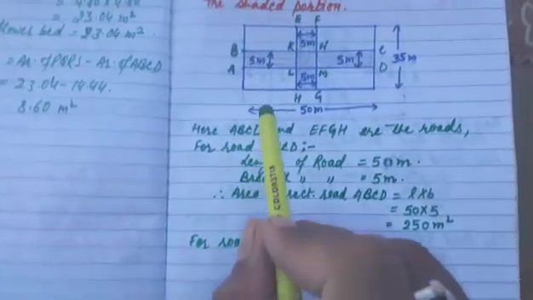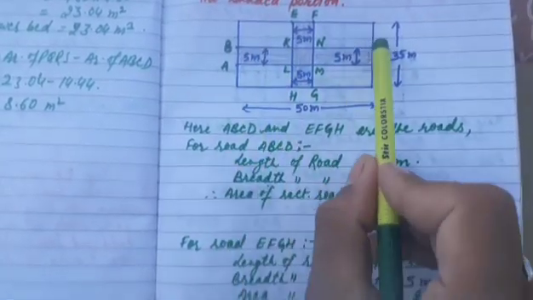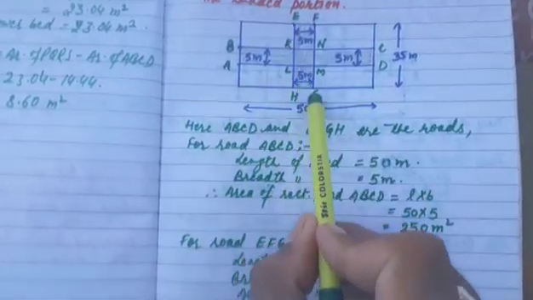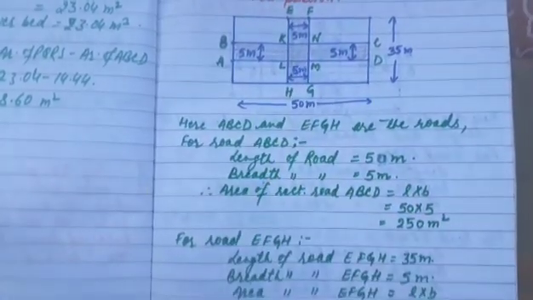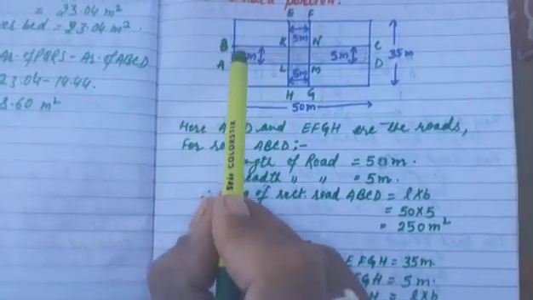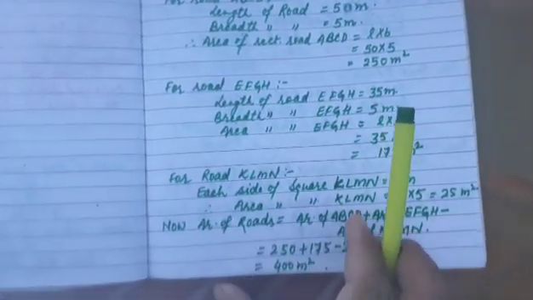Now this common region KLMN is counted two times, in this case as well as in this case. So we have to find the area of this region and subtract it from the sum of the areas of the two roads.